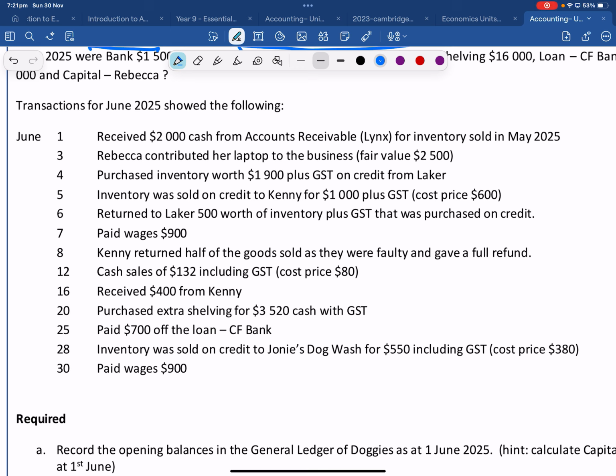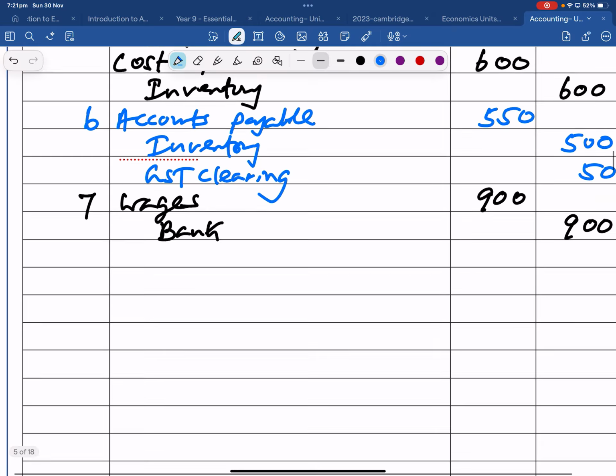Next one, guys. Kenny returned half of the goods sold as they were faulty and gave a full refund. So no amount is given. Half of the goods. So when did we sell to Kenny? On the 5th, yes, 1,000. So from 1,000, they are returning half of that. So then what's the double entry, guys?